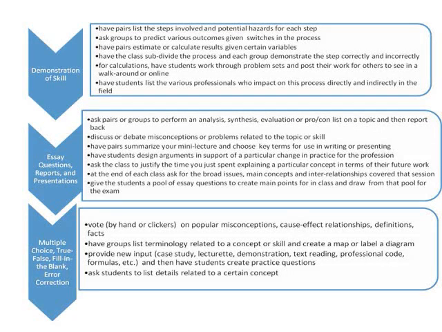So depending on how I'm going to evaluate the students in the end, I'll have them practice in class in a variety of ways. For example, if they're going to have to demonstrate a skill, in addition to having them do that skill in class at some point and getting feedback before the actual formal evaluation, I sometimes have pairs list the steps involved and potential hazards for each step, ask groups to predict various outcomes given switches in the process, have pairs estimate or calculate results given certain variables, and sometimes have the class subdivide the process and each group demonstrate the step correctly and incorrectly.